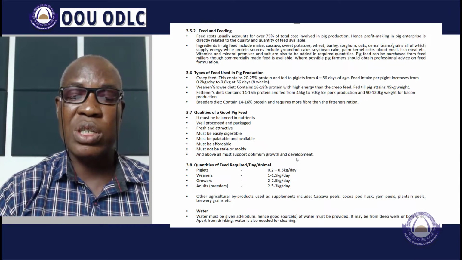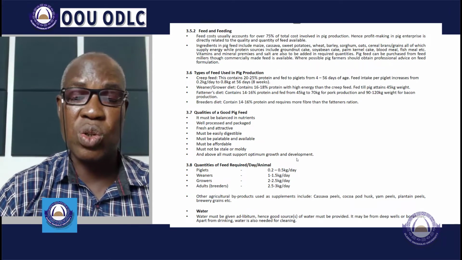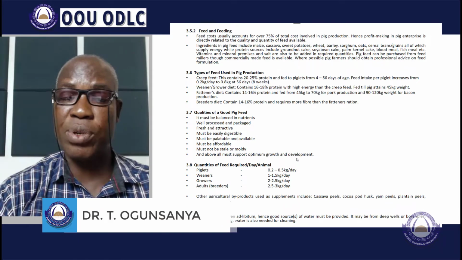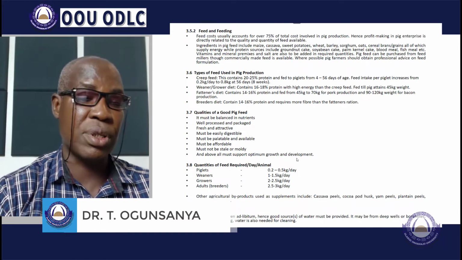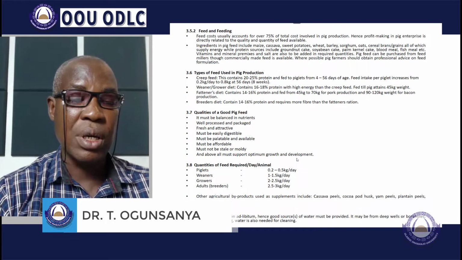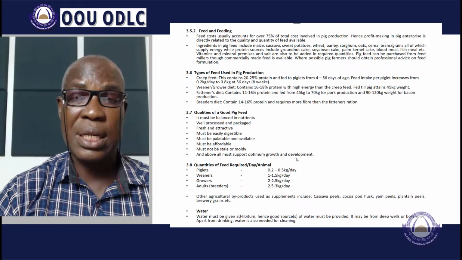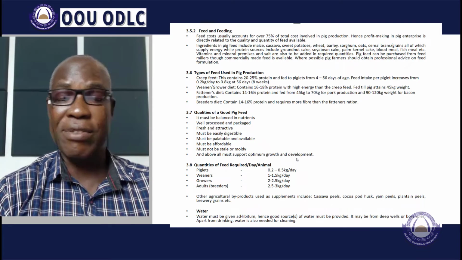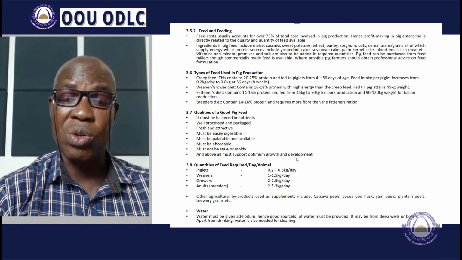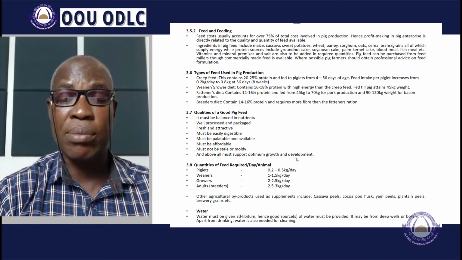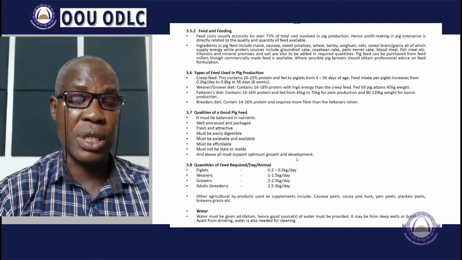Other agricultural products can also be given to them just to supplement and reduce the cost of production. These include cassava peels, cocoa pod husk, yam peels, plantain peels, and brewer's grain. All these, in the days past, were given freely, but now they also are bought. So you must seek them, but it is good to have them to reduce the feed cost.